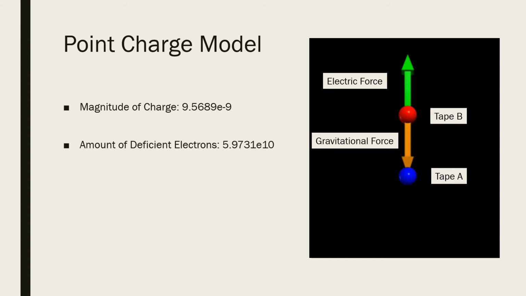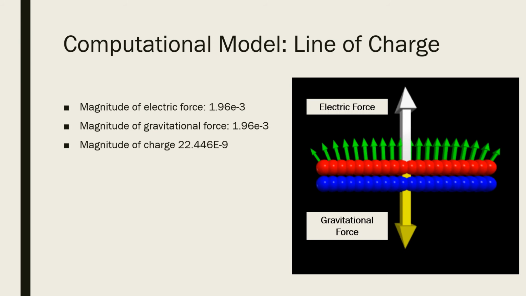Through my model, I was able to find the magnitude of excess charge to be 9.56 times 10 to the negative 9. While this approach is fine, we can get a more accurate response by distributing the charge over a line. Now we treat the tapes like uniformly charged rods, so we treat the model as a line of charge.